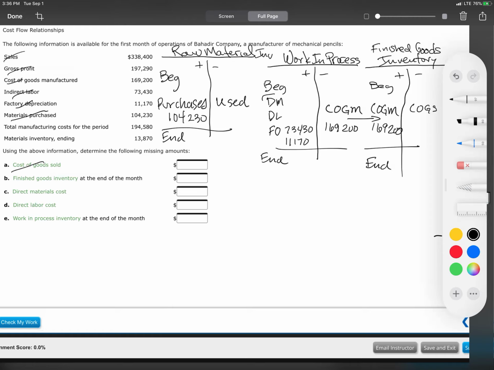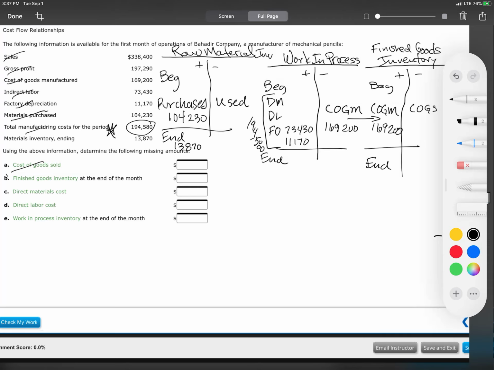Okay, this is the tricky one. That means the sum of all this is the trickiest one here, is 19,450. So put a little star on this one. Materials inventory at the end, 13,870. That's all the given variables.